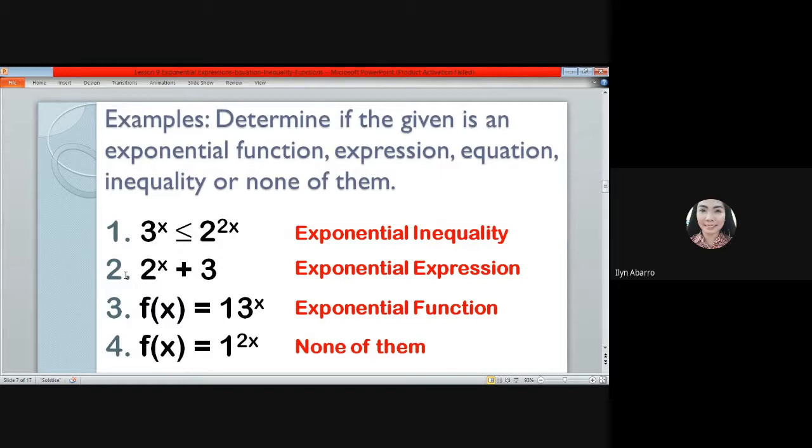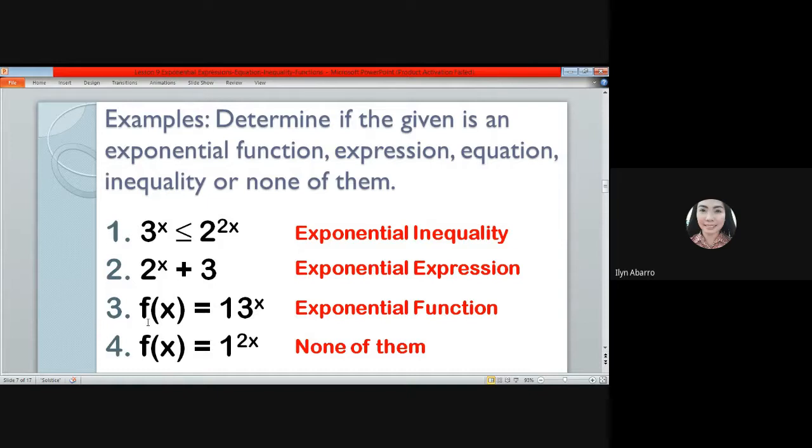Okay, number 2, 2 raised to x plus 3. We have no equal sign here, no inequality symbols, no function notation. So, this is only an exponential expression with the base 2 greater than 0 but not 1, and with variable x in the exponent. So, number 2 is an exponential expression.